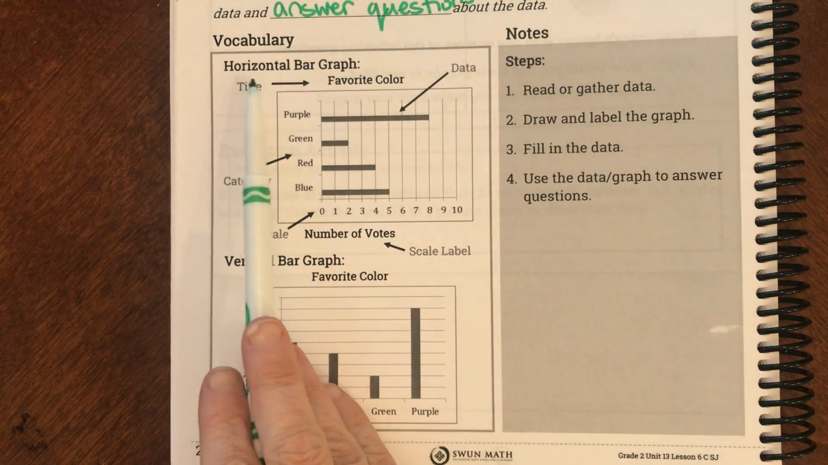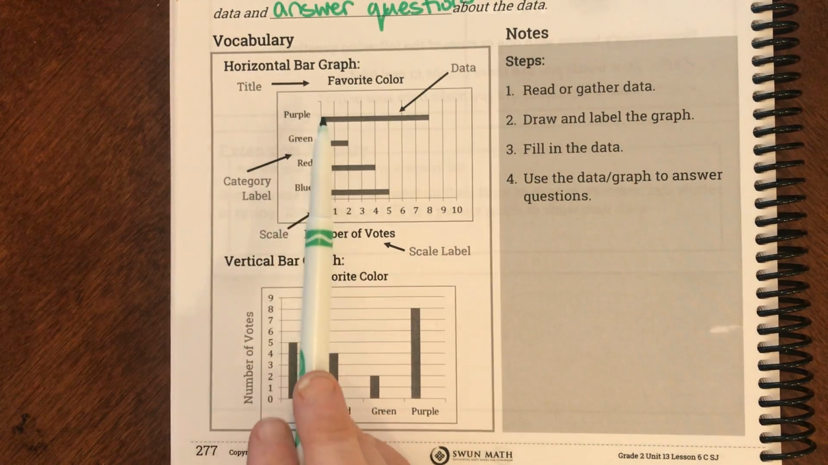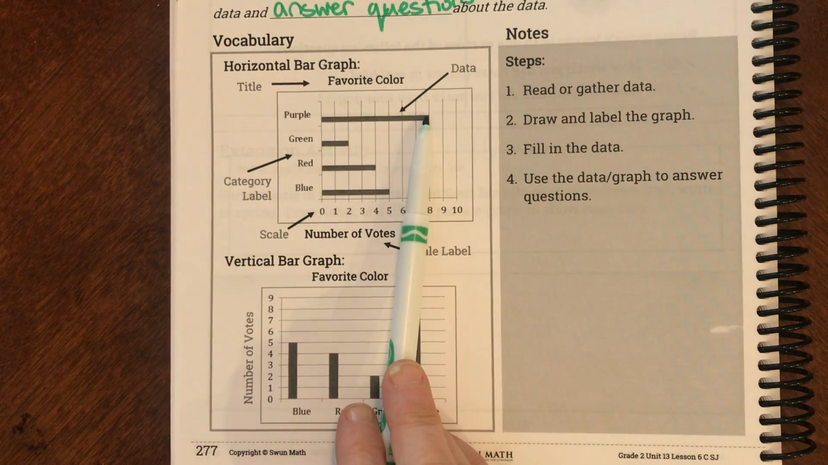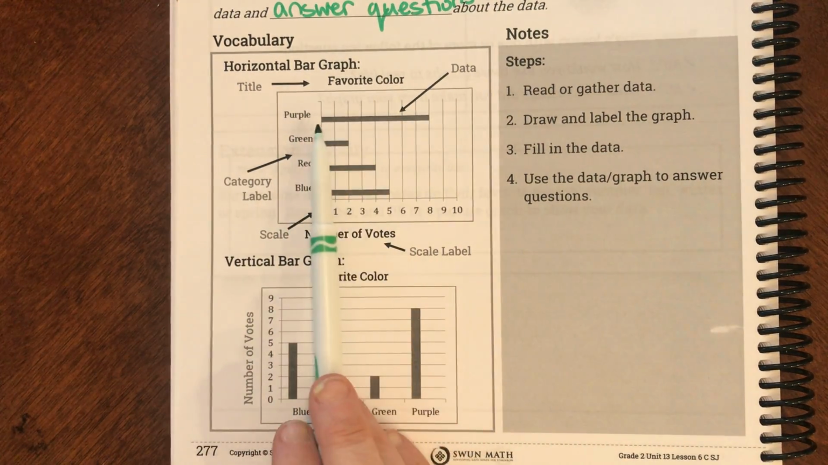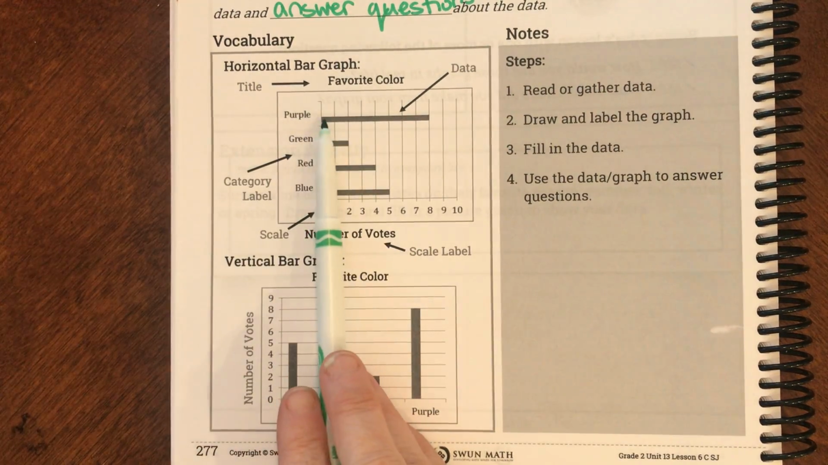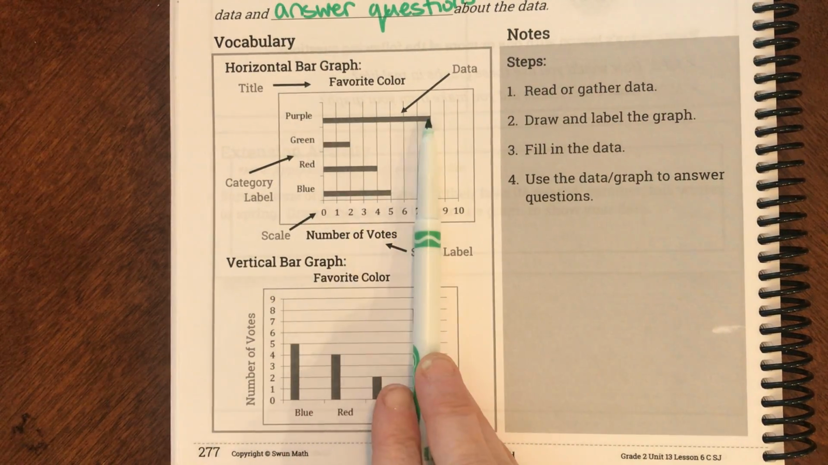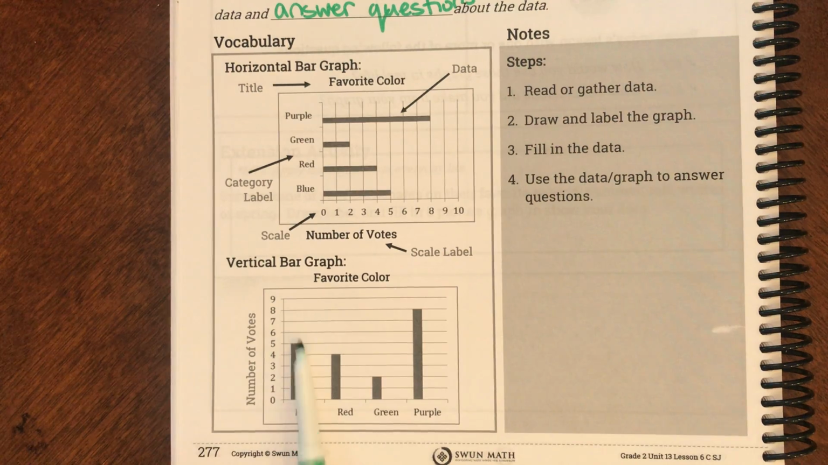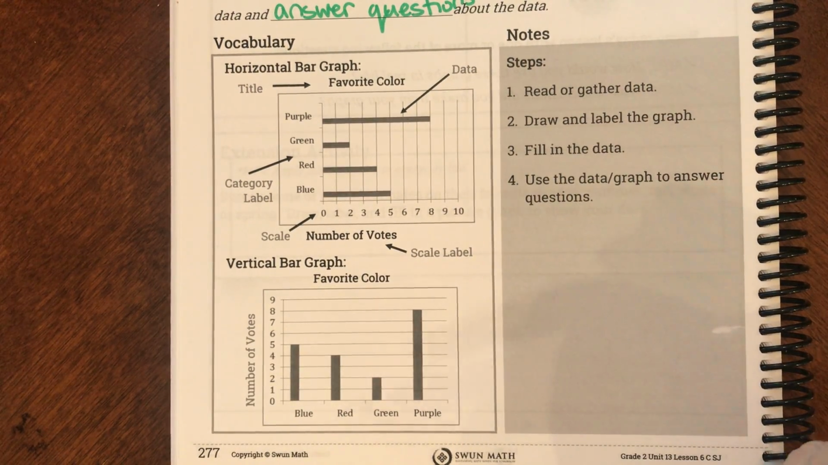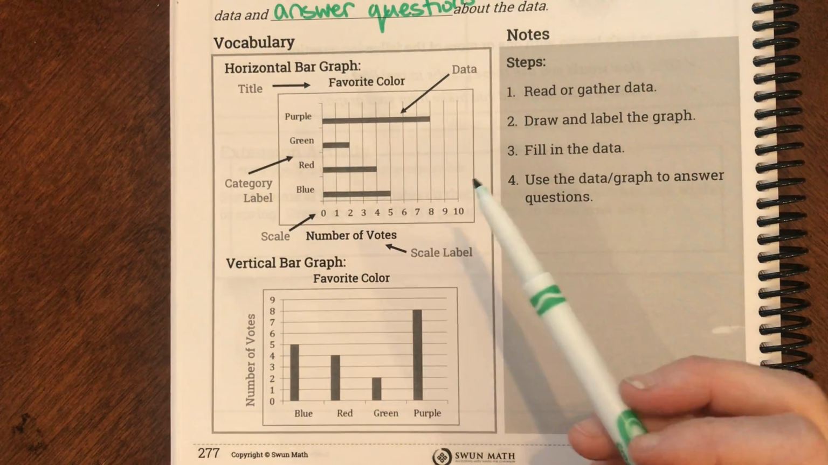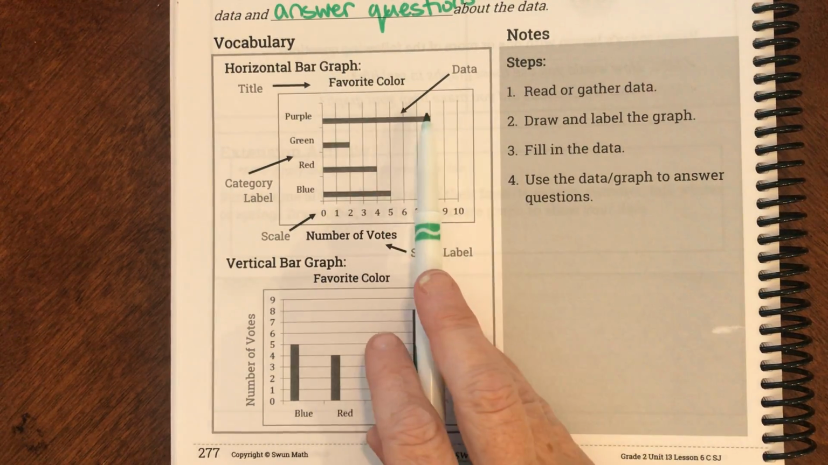And this one is horizontal because the bars are going in horizontally. Horizontal comes from the word horizon, which is like the sun. So horizon right here, and then vertical is up, down. But they both show the same thing. So both of these are giving an example of someone's favorite color.